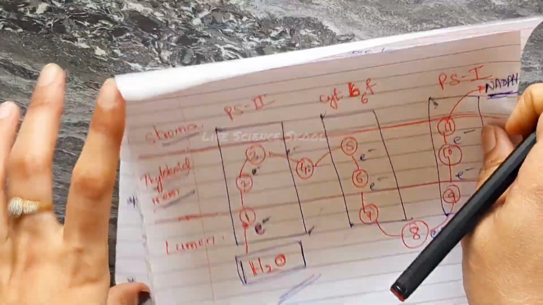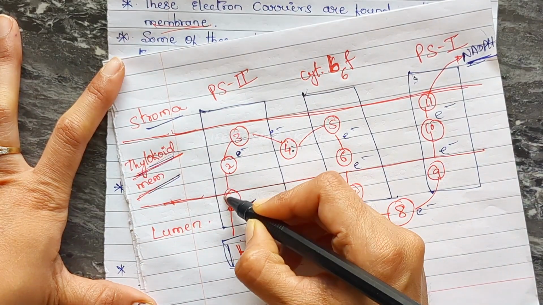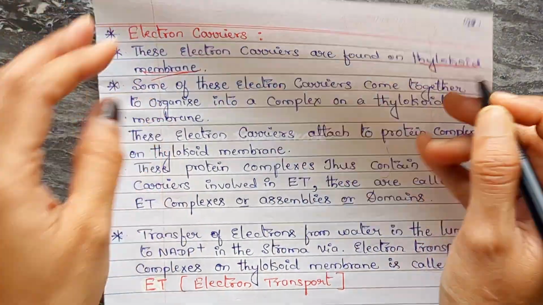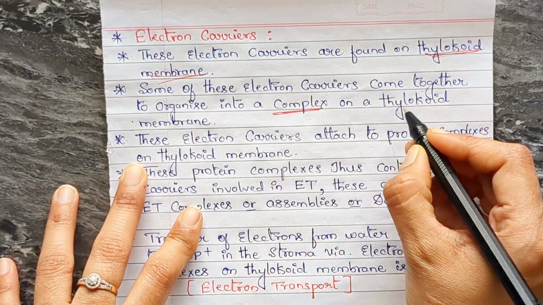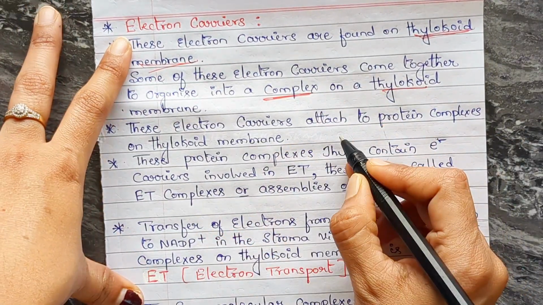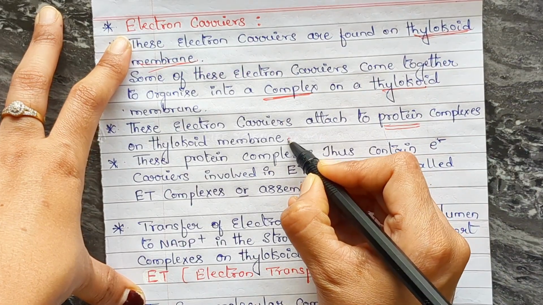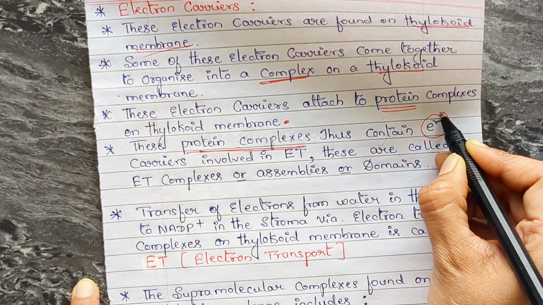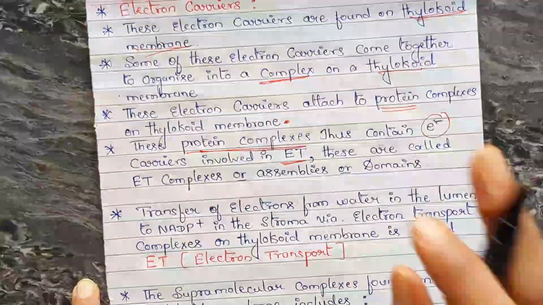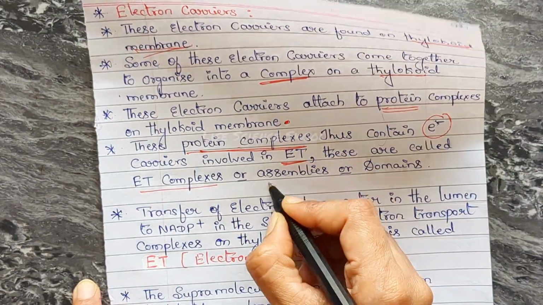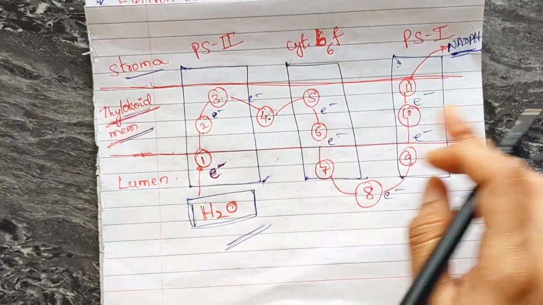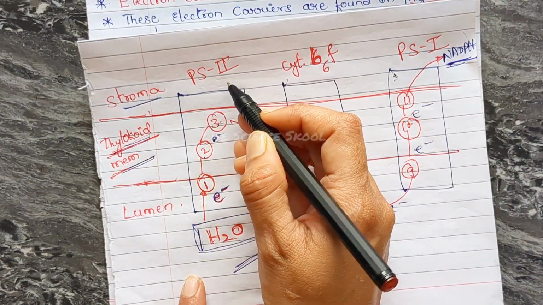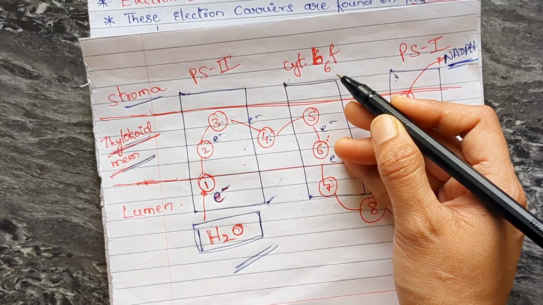As you can see in the diagram, this is the thylakoid membrane and the electron carriers are in the thylakoid membrane, right? Some of these electron carriers come together to organize into a complex on the thylakoid membrane. These electron carriers attach to protein complexes on the thylakoid membrane, and these protein complexes contain the electron carriers involved in electron transport. That's why they are called electron transport complexes, assemblies or domains, that is photosystem 1 and 2 and cytochrome b6f.